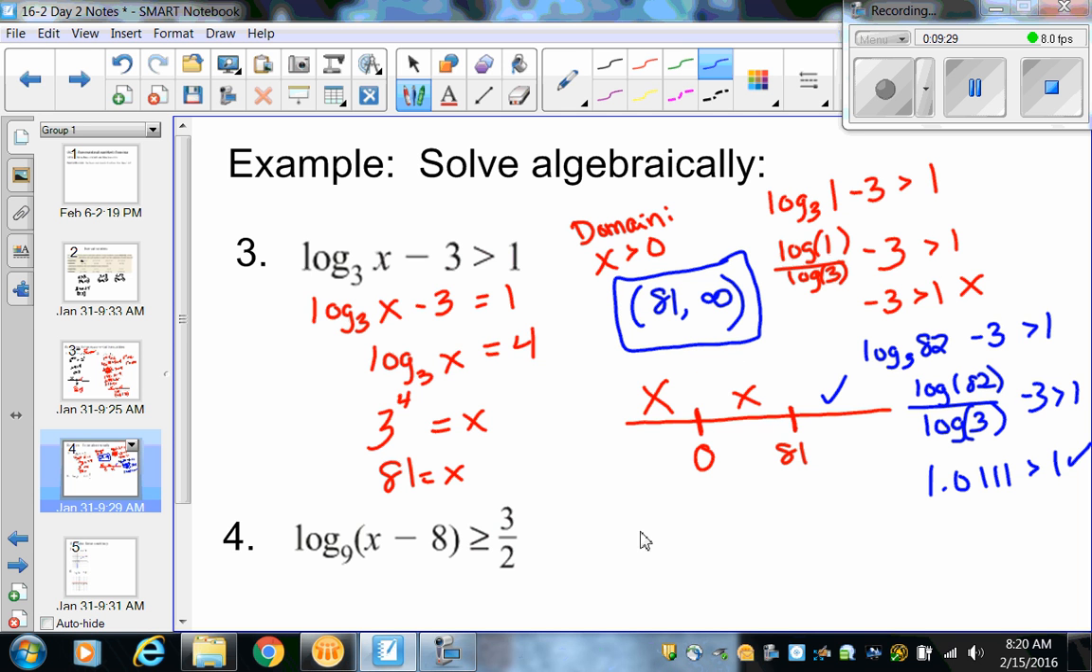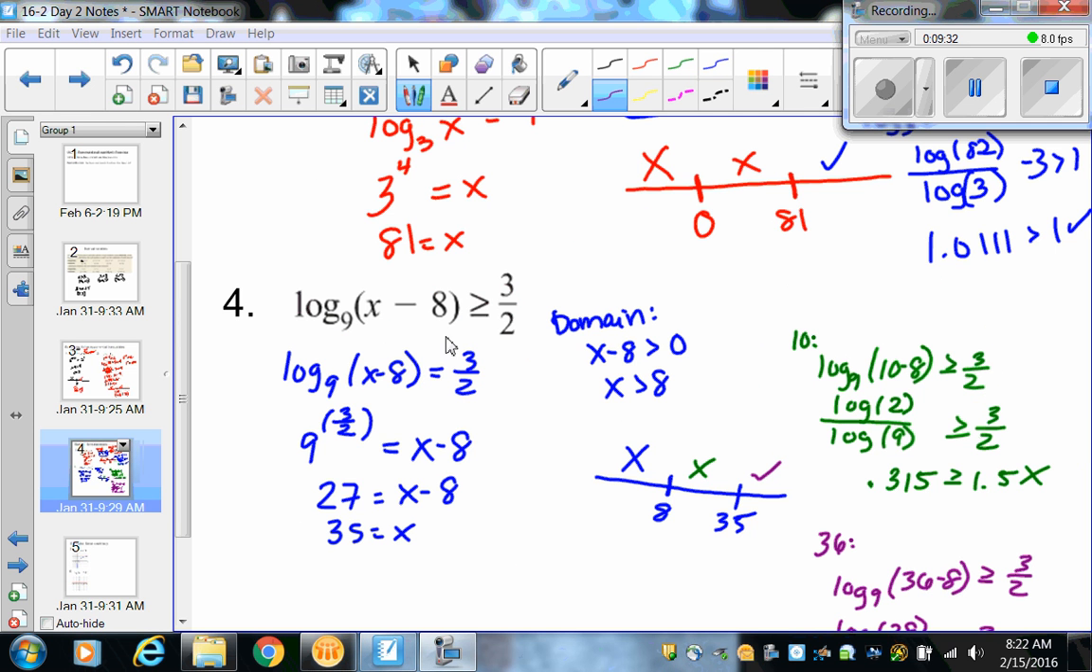Pause the video and give example 4 a try for yourself. Okay, so looking at example 4, first step is to change the inequality to equal and solve it like we did yesterday. So once I change the greater than or equal to just equal, we have the single log on one side and we're stuck, so we can convert it to exponential. 9 to the 3/2 is really 27, and then the opposite of subtracting is addition, so we should get that x is 35. But this is a log function, so it has a domain restriction.